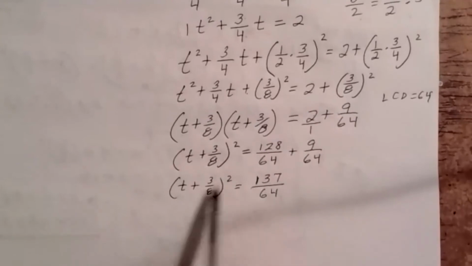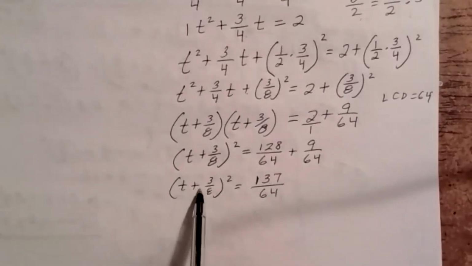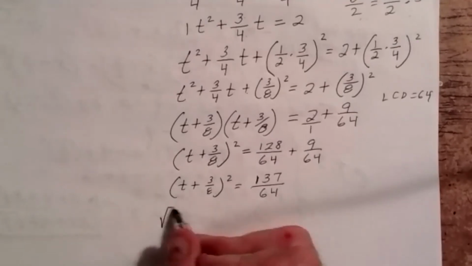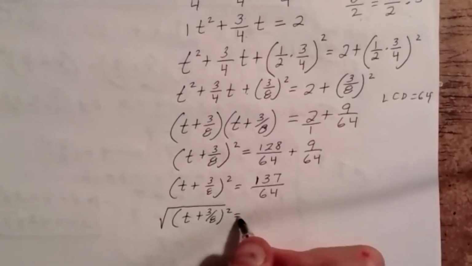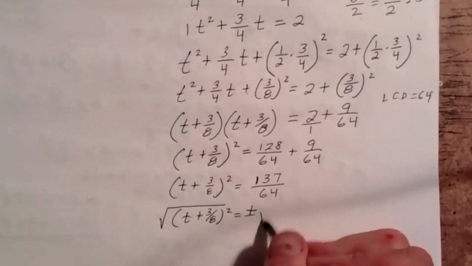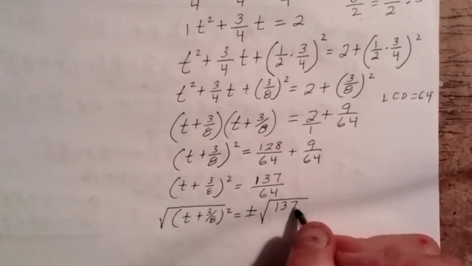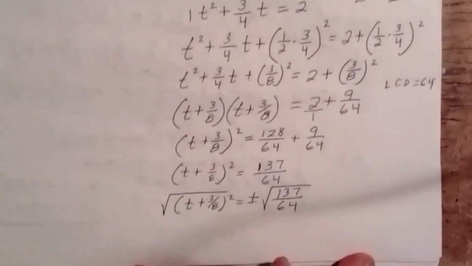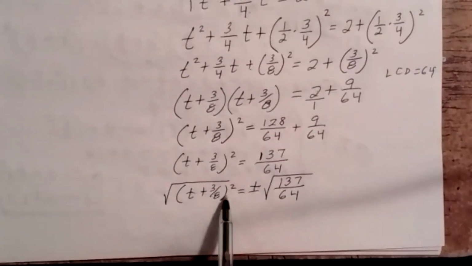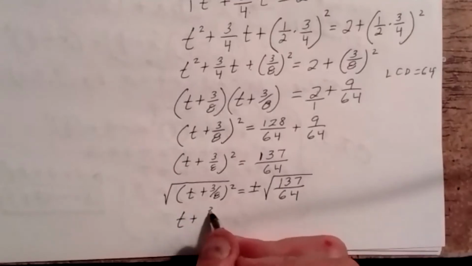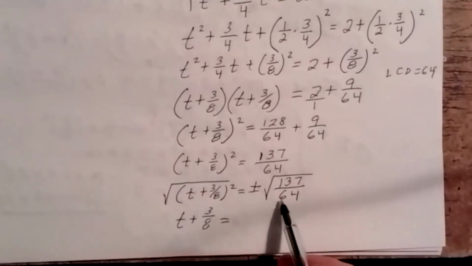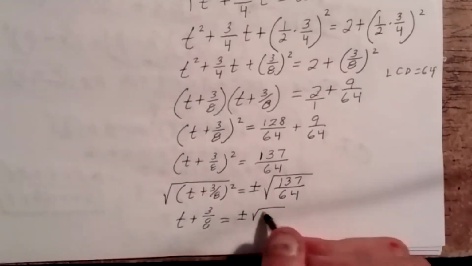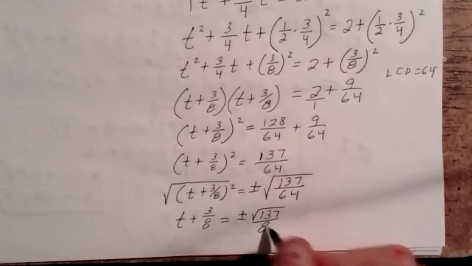Ladies and gentlemen, do you agree now, since we have something squared equal to a number, it's time to hit both sides with the square root? So we take the square root of both sides, not forgetting that the right side must always be the plus or minus square root of the number side. Don't forget that. You agree the left side of this equation simply collapses down to just t plus 3/8. The right side is a little bit messier, but do you agree the 64 in the denominator can be brought out as an 8? The square root of 64 is an 8. So we got plus or minus the square root of 137 over 8. You still with me?